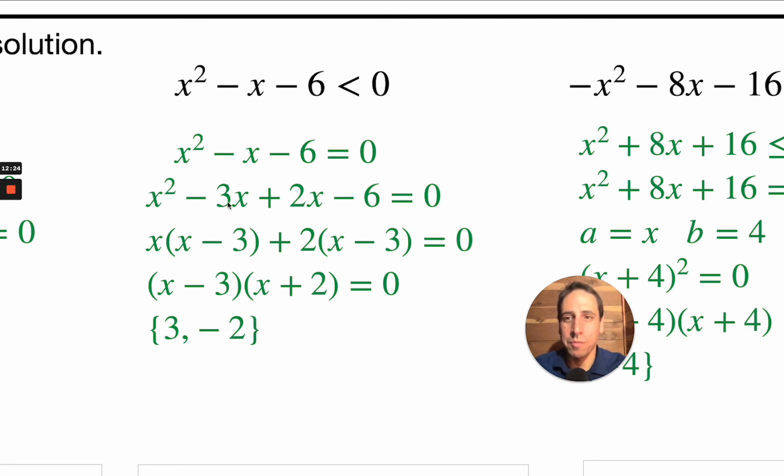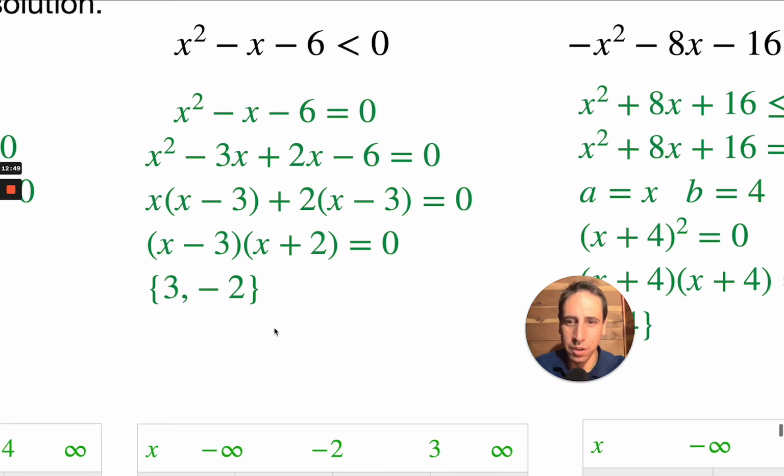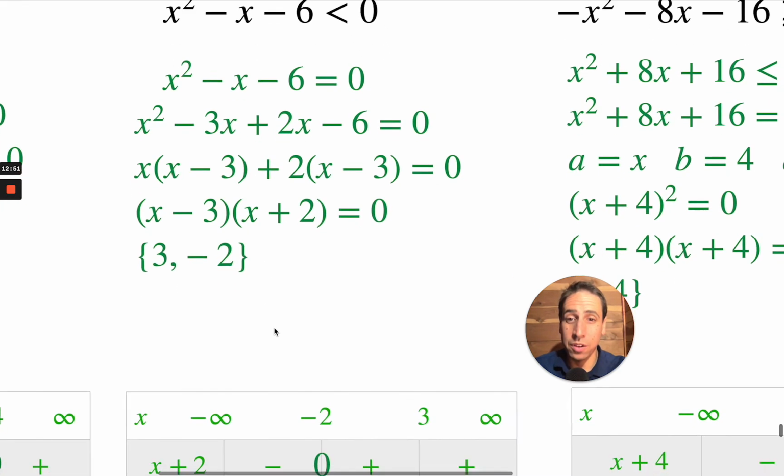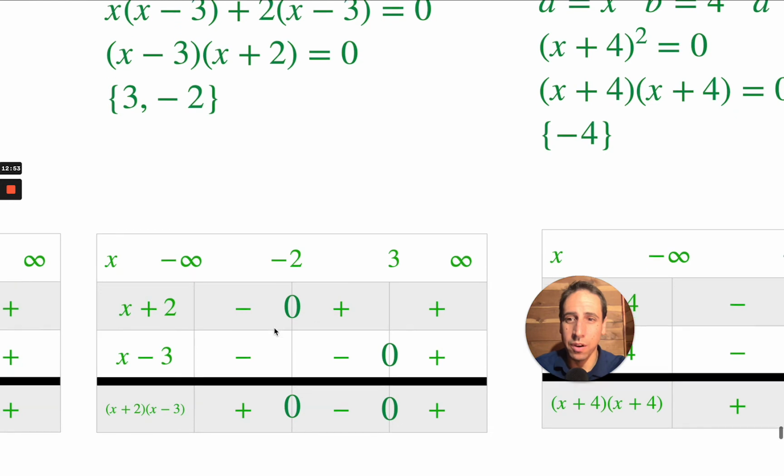So x squared minus 3x plus 2x minus 6 is equal to 0. I'm going to factor out the greatest common factor here: x times (x minus 3) plus 2 times (x minus 3). And look, x minus 3 gets repeated twice. So we factor out the x minus 3, and then x plus 2 here is equal to 0. And so the solutions are going to be 3 and negative 2, because those are the numbers that make it equal to 0. So 3 and negative 2 are also the numbers we're going to head with on our sign chart.